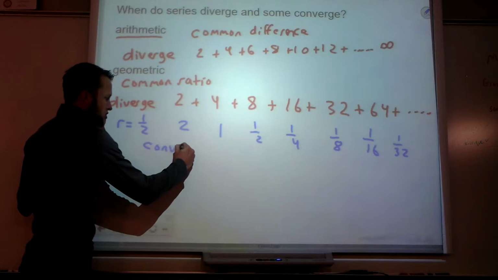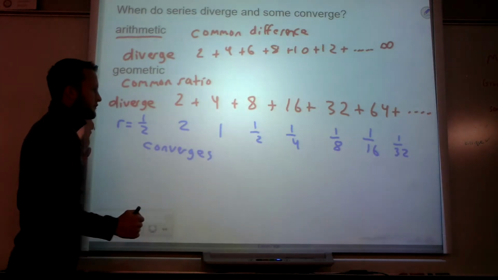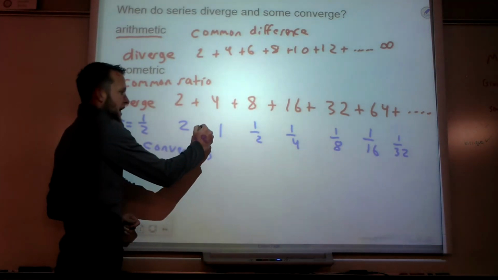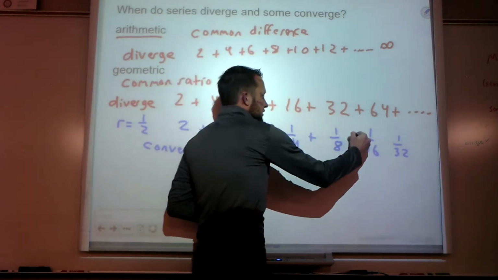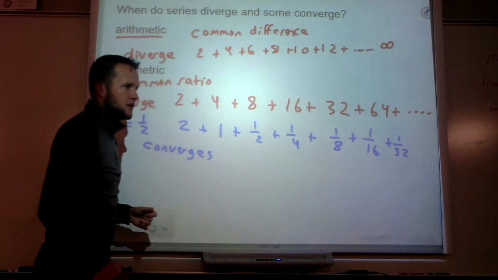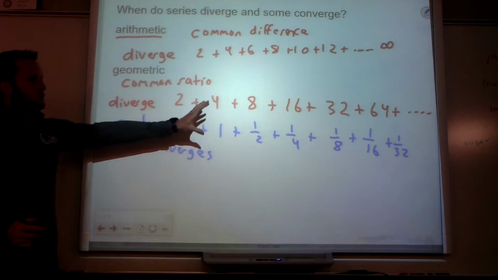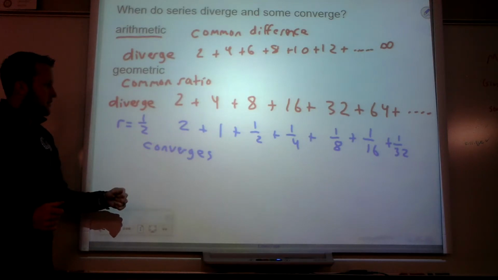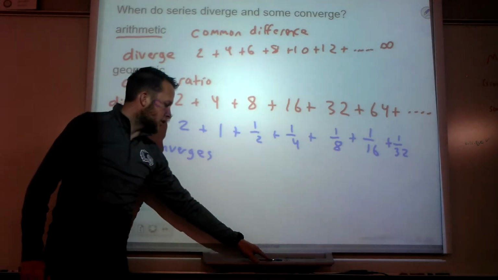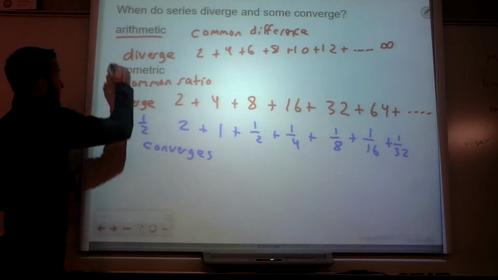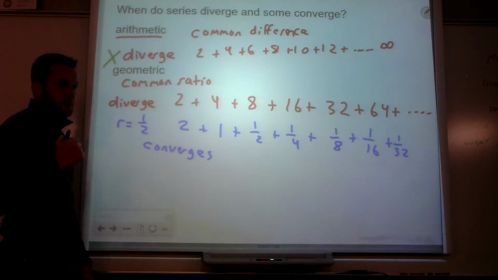This converges. And since it converges, we can actually go and add up this infinite sum here and represent it, even though it's infinite, as something finite. So our big takeaway: arithmetic series, they're out. We're not going to deal with them on an infinite scale.